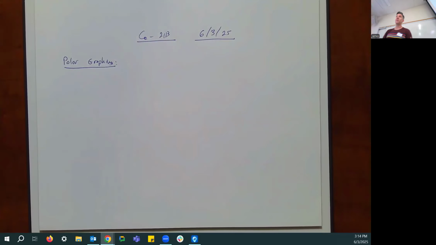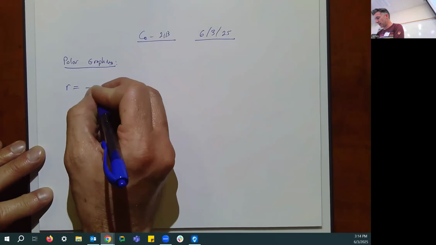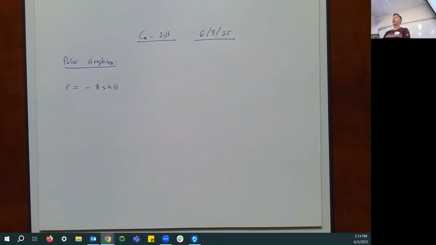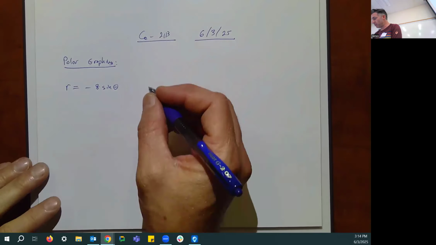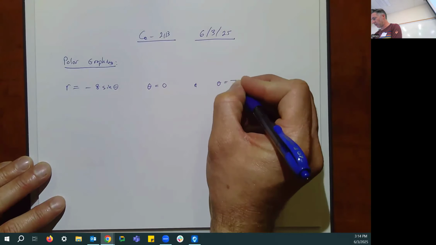Last time we talked about how certain things look like circles. So I'll give you an example. If I wanted to graph r equals -8 sine theta, I know it's a circle. I know it's a circle because it's just a multiple of sine of theta or a multiple of cosine of theta. And here's the easiest way to graph this circle. Pick two values of theta. Specifically, you always pick theta equal to 0 and theta equal to pi over 2.